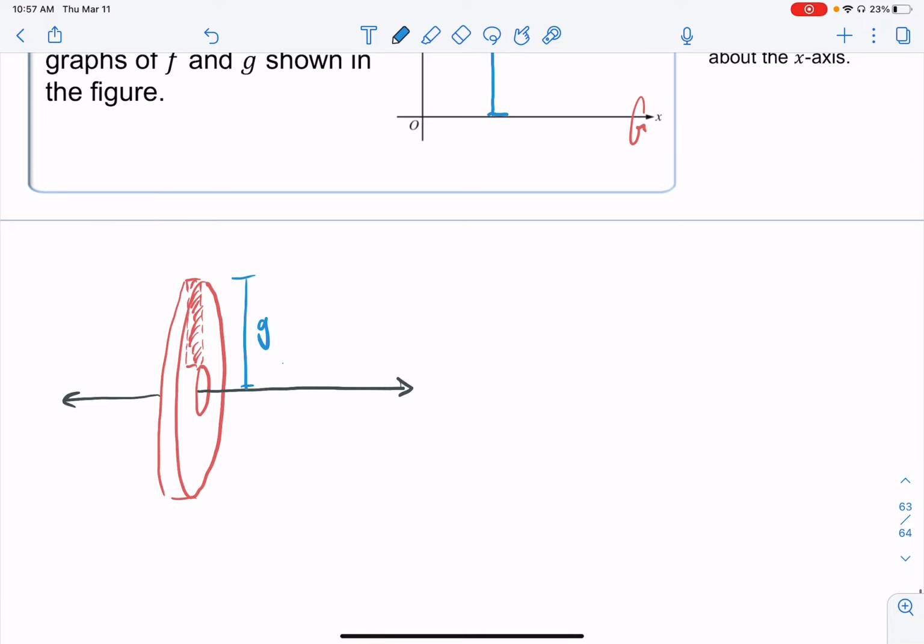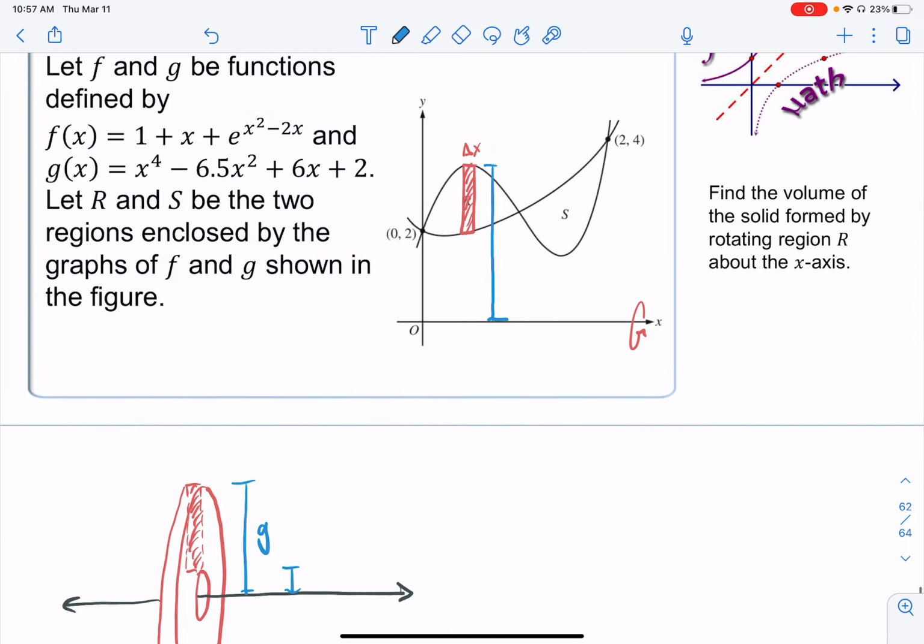And then the inner radius that we're going to have to subtract out of this thing is right here. And so you can see that one is the distance from the x-axis to the bottom function. The bottom function in this case is the exponential one, which is the f of x function.